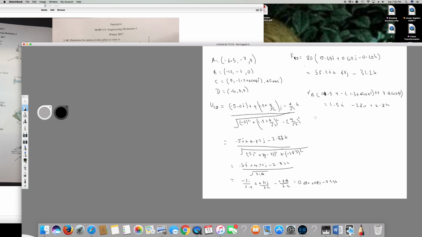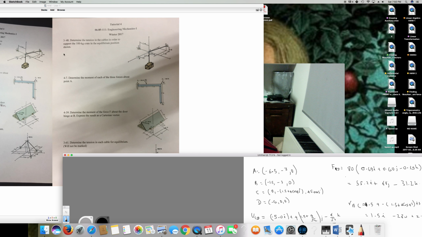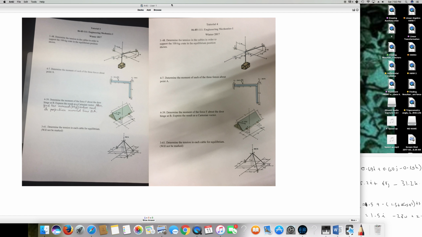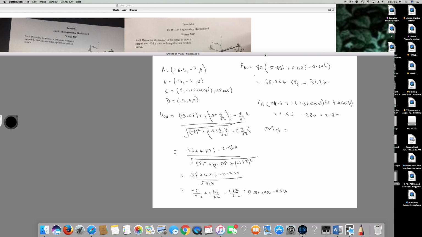So what I have to get is MB, that is the question, right? Yeah, MB is the question. So in order to calculate MB, I have to simply multiply RBC by the F we have found already. So RBC times F. If I multiply, I will get negative 40. Wait a minute.